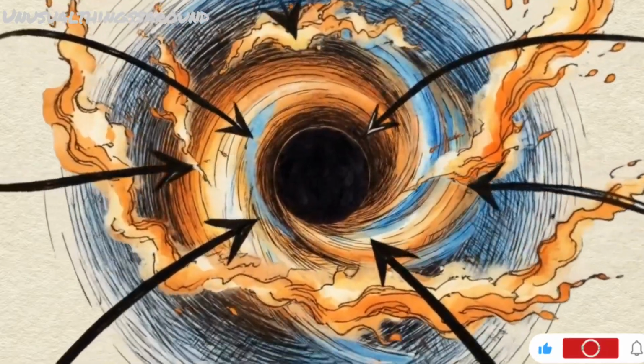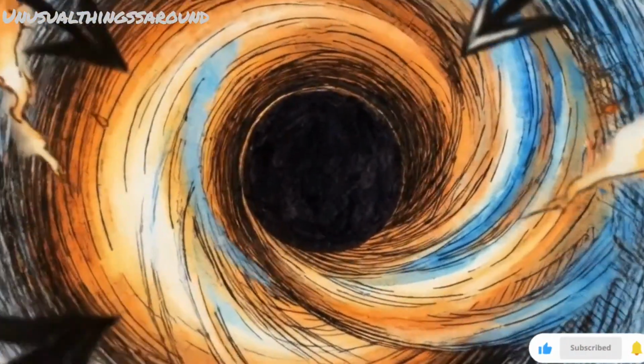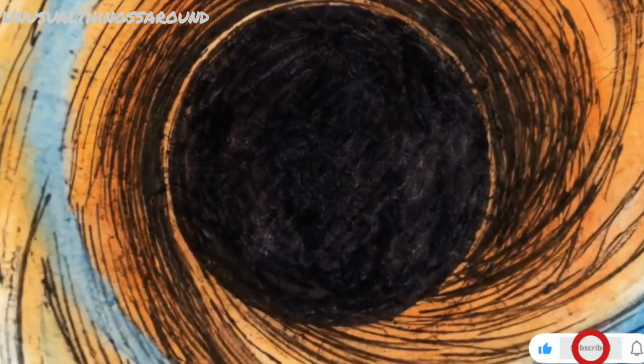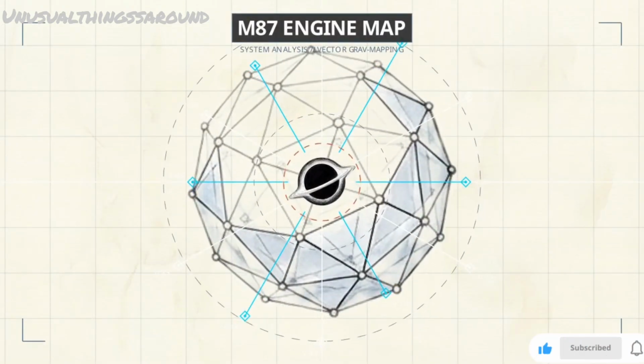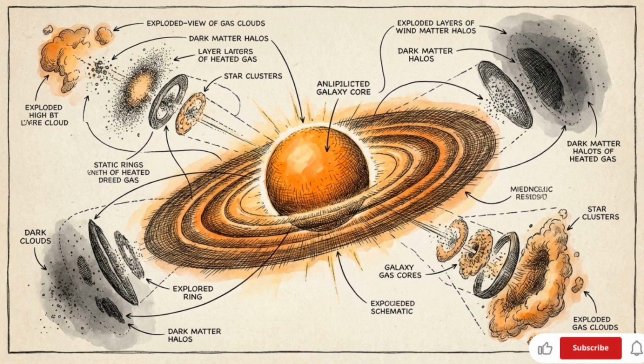Today, we are going to reverse engineer one of the most powerful engines in our local universe, Messier 87. By the end of this video, you will have a complete mental schematic of exactly how a single black hole controls the environment of a galaxy 55 million light-years away.